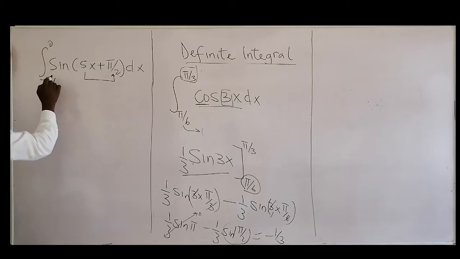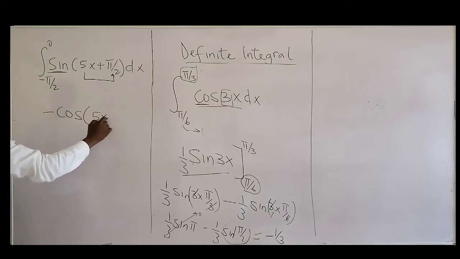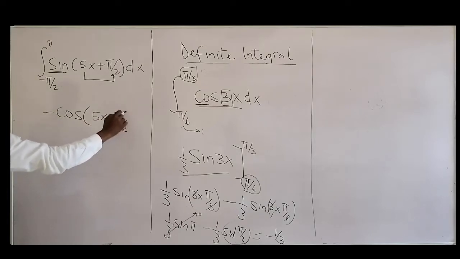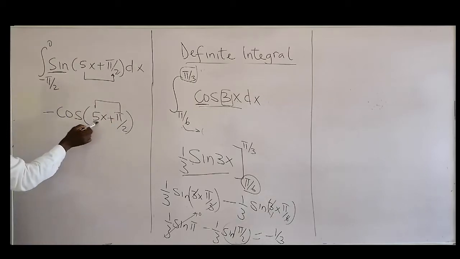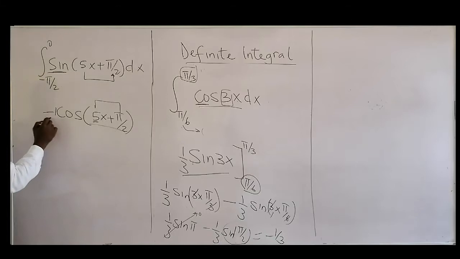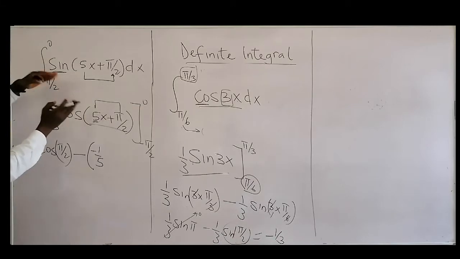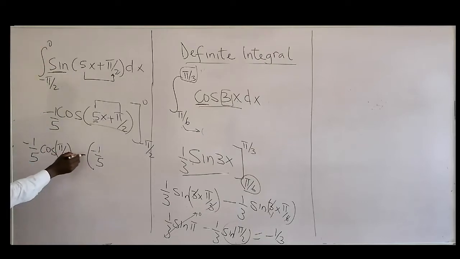Okay, so the first thing you have to do is get the integral of sine. And the integral of sine will be minus cos of the angle of the function, 5x plus pi over 2. Then, can you get the derivative of the angle, which is also 5? The derivative of this one with respect to x is 5. So we divide by 5. Upper minus the lower boundary. The upper one minus the lower one. So this is the minus here.